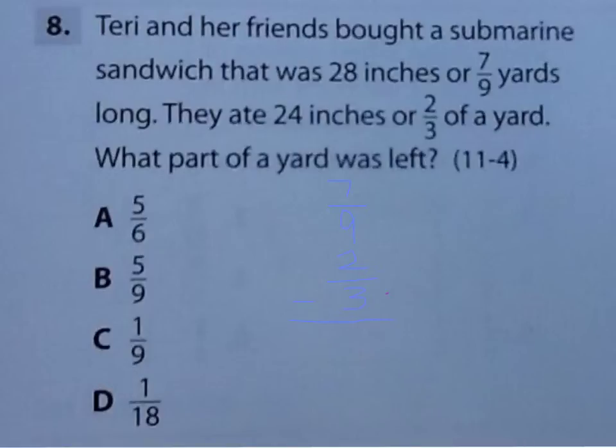For this, since 3 times 3 is 9, you have to multiply 2 by 3, because whatever you do to the top, you do to the bottom. So you have 6/9, and so you have 7/9 minus 6/9, and that equals 1/9, and your answer is C.